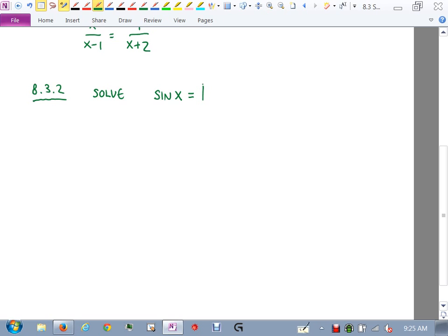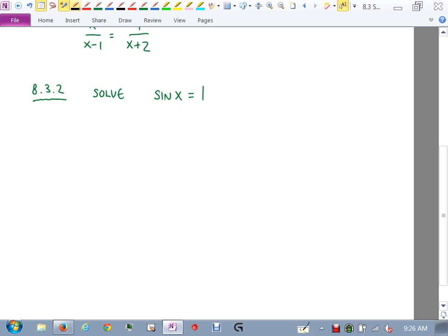Now remember, the thing that you plug into a trig function, we call its argument. It is usually an angle, right? So what I'm saying here is, what angle do you plug into the sine function in order to get a value of 1? So what is it? Pi over 2.